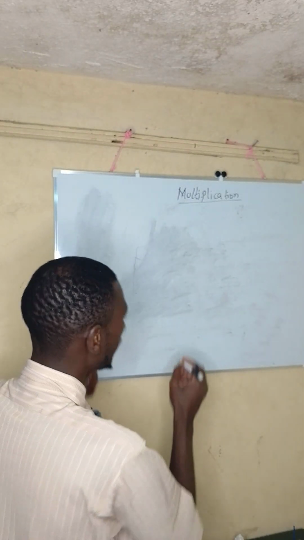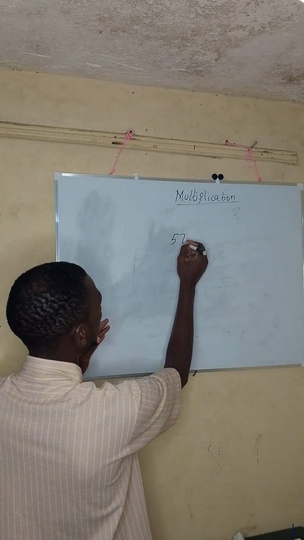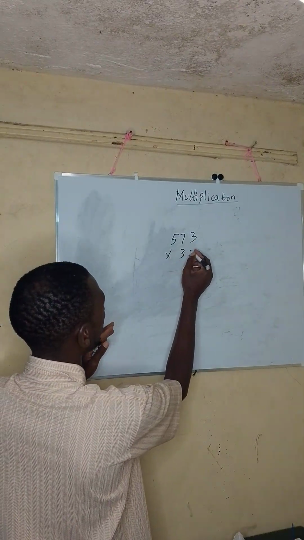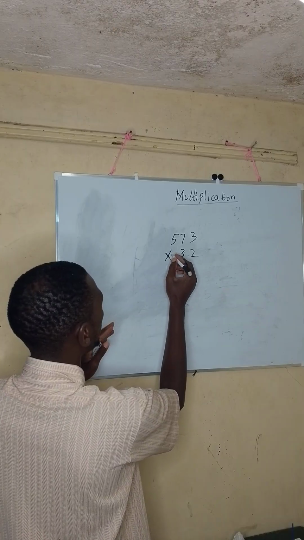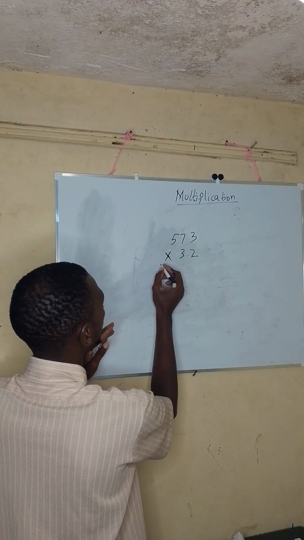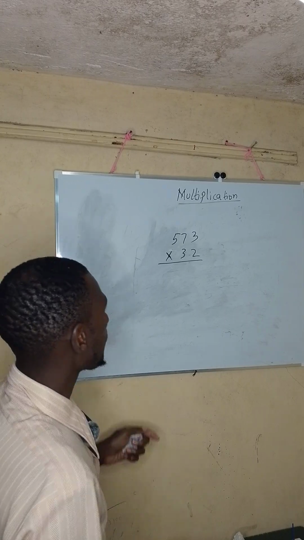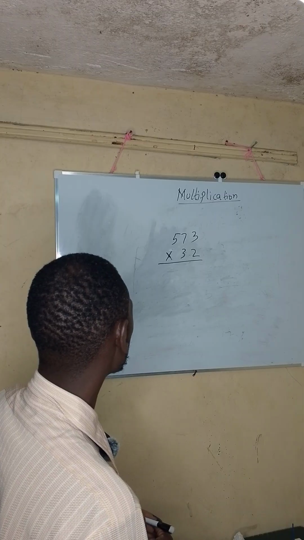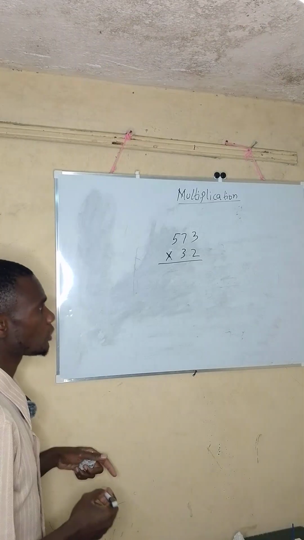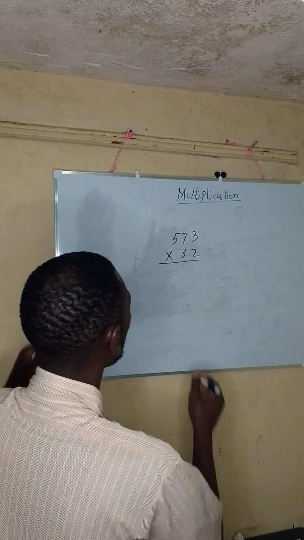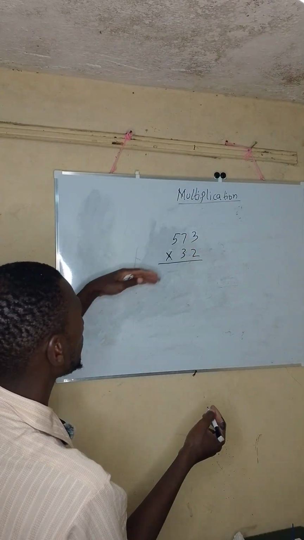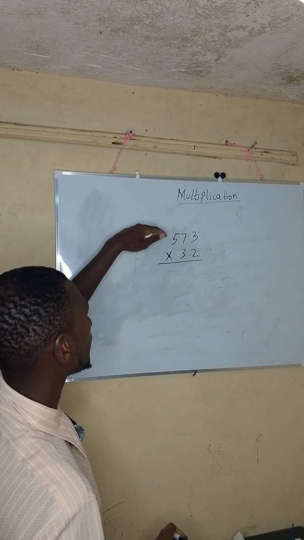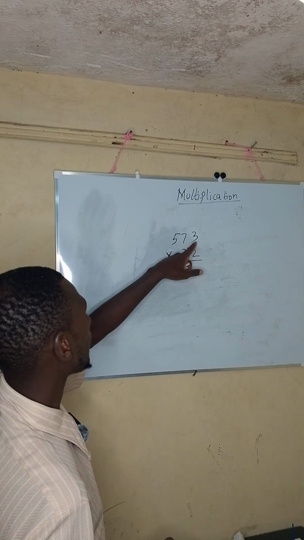So let me take 573 times 32. 573 times 32. We are using the sign multiplication, but we want to use addition because addition is simple. So before we start adding, the first rule is to look at the highest number on the upper numbers, because these two will have to multiply all these numbers.